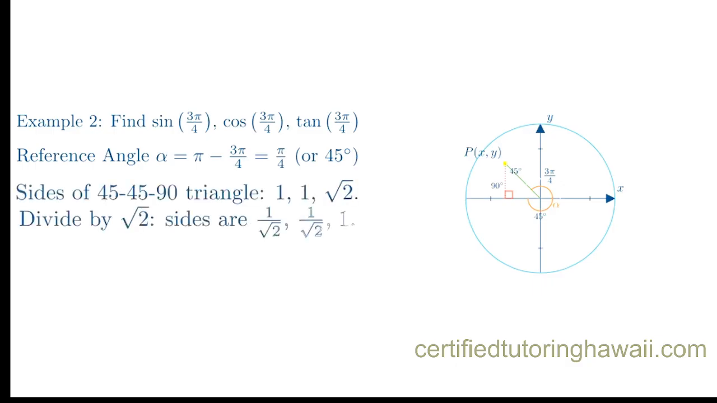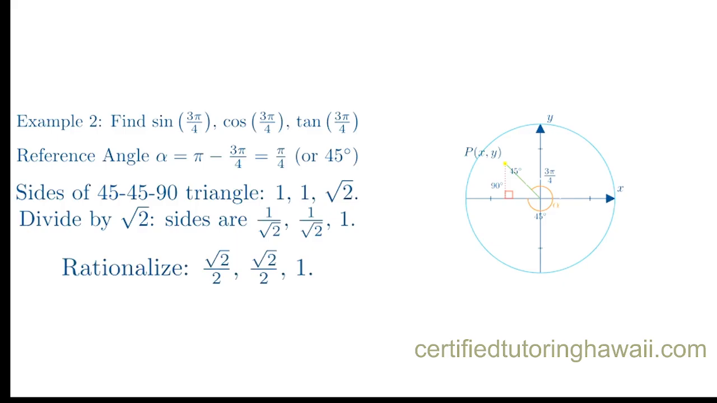The standard 45-45-90 triangle has sides of length 1, 1, and hypotenuse square root of 2. To get it to the unit circle, we divide by square root of 2. Rationalizing the denominators gives us square root of 2 over 2 for both sides. So our triangle's sides are square root of 2 over 2.